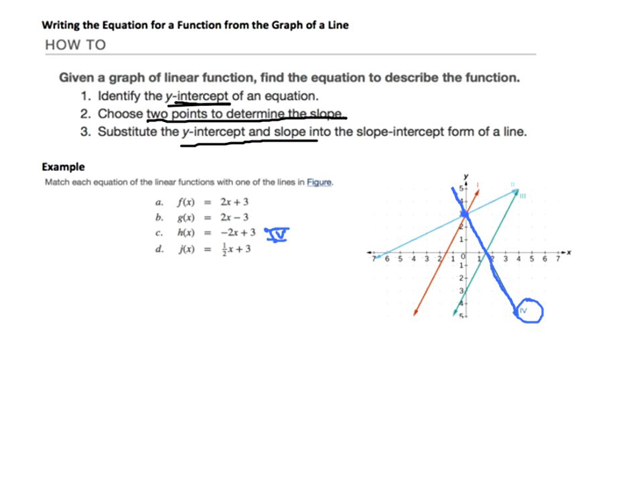All right, I also have another one that's pretty easy. I have one that's got a y-intercept of negative 3. There's only one, and that's line 3. And so you can see right here, I have a y-intercept of negative 3, so that's line 3.